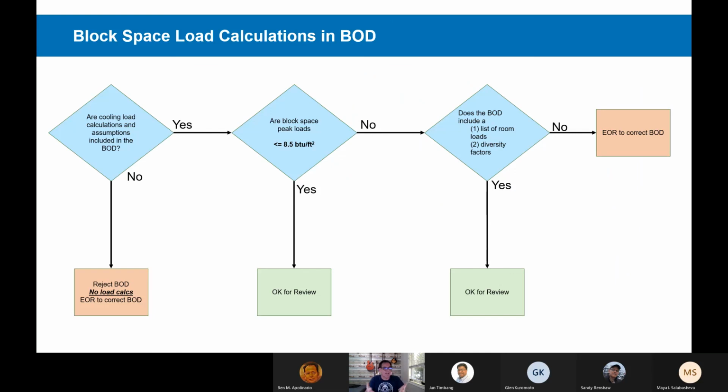So what our design checking process is going to be, as a general rule here, we'll check against this number, 8.5 BTU per square foot, just as a general benchmark. So here's the process. If the BOD doesn't have load calculations in it, then we're going to send it back to you right away. That should always be the case. If the BOD has load calculations in it and the block peak loads are higher than 8.5 BTU per square foot, then we want to essentially audit it. We want to have an open conversation about the room-to-room diversity in the design, look at the list of rooms, look at the diversity factors, and see what you've actually assumed there.